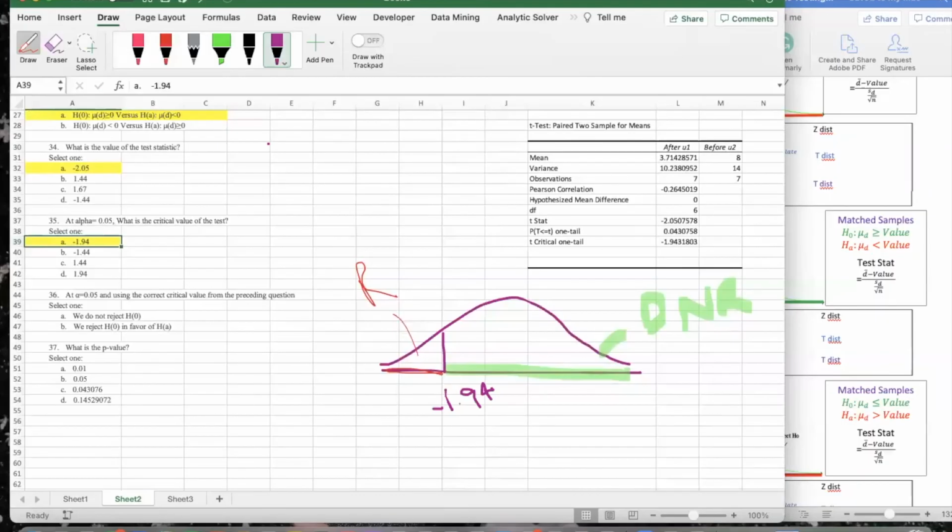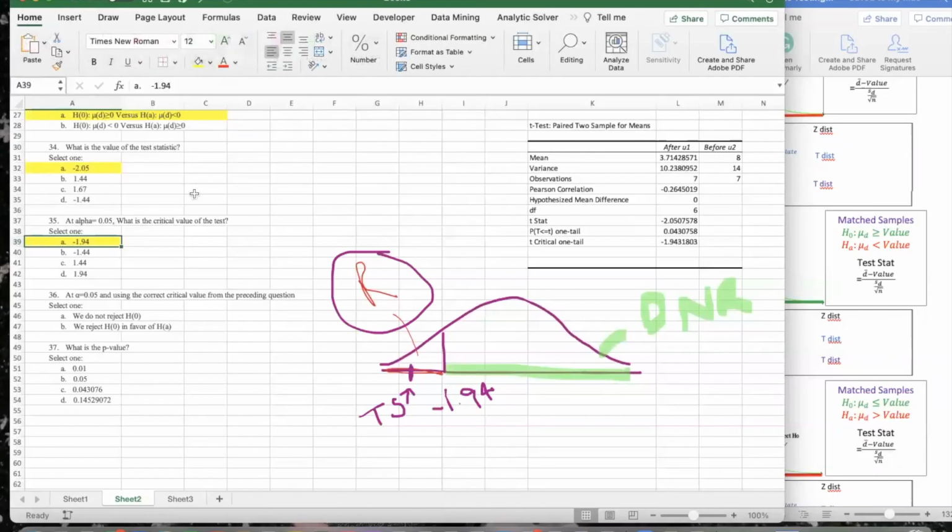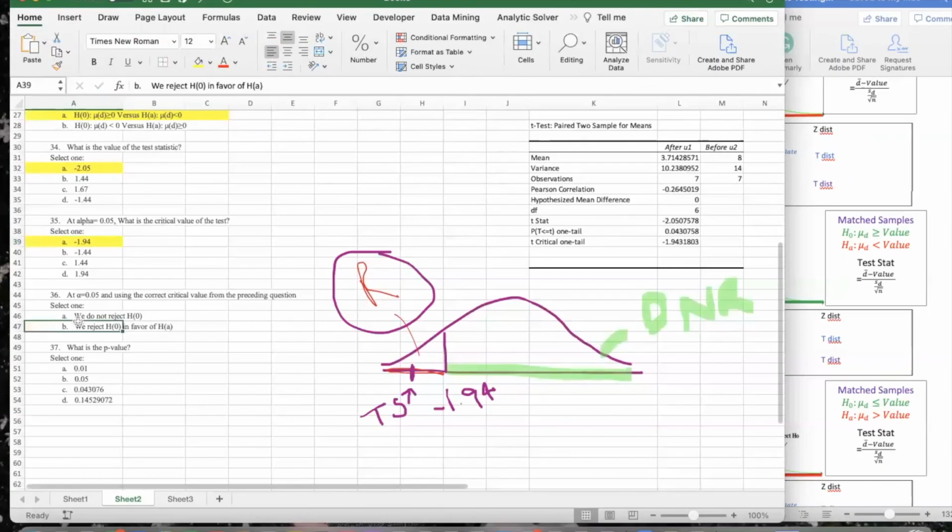And our test statistic, just right here, is negative 2.05. So where is negative 2.05 in relation to this critical value? Negative 2.05 is going to be somewhere here, right? So I'm just going to put TS for test statistic. So that's this value right here. And because our test statistic lies in the rejection region, our answer is going to be reject. All right, here we go.